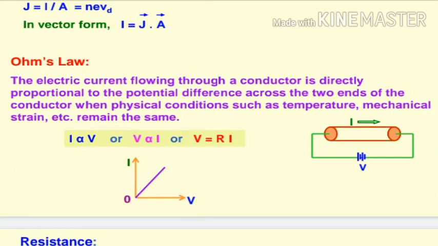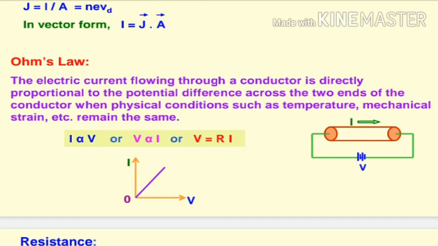The electric current flowing through a conductor is directly proportional to the potential difference across the two ends of the conductor when physical conditions such as temperature, mechanical strain, etc. remain the same or constant. So I is proportional to V, or V is proportional to I.